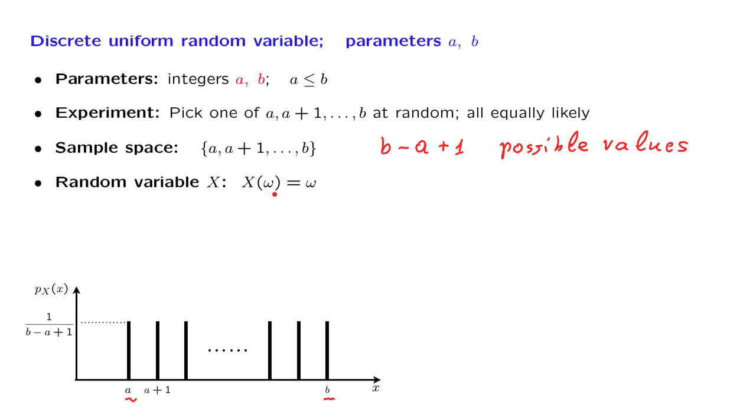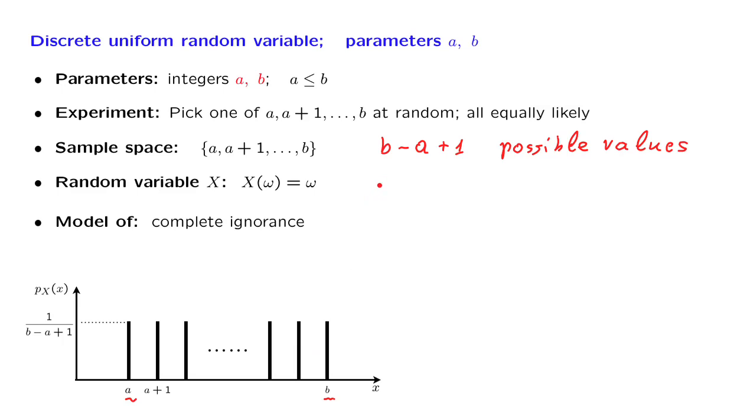Now, since each one of the values is equally likely, and since we have so many possible values, this means that the probability of any particular value is going to be 1 over b minus a plus 1. This is the choice for the probability that would make all the probabilities in the PMF sum to 1. What does this random variable model in the real world? It models a case where we have a range of possible values and we have complete ignorance, no reason to believe that one value is more likely than the other.